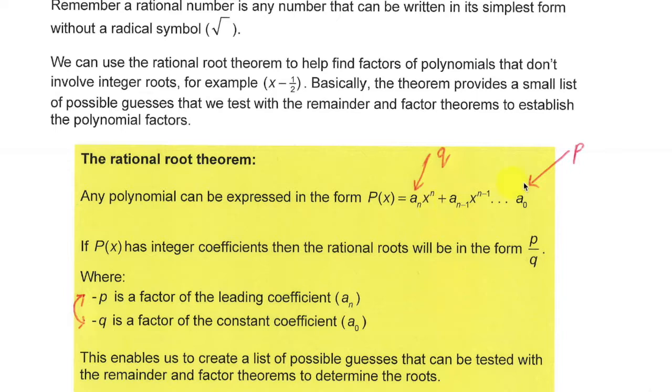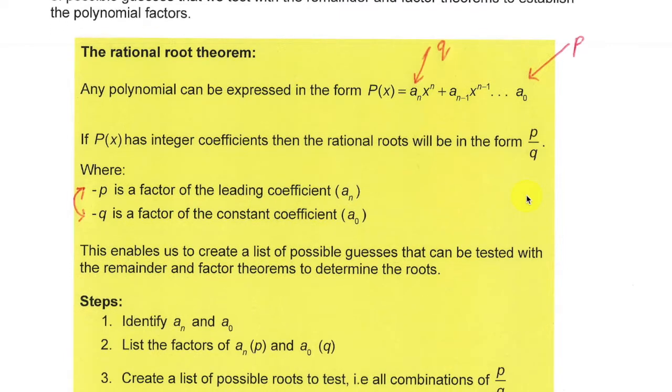Let's consider this polynomial. The coefficient of the highest term is referred to as q, and the constant at the end is referred to as p. Please note, in my notes I've got this messed about, and can you put that little arrow in there to make it very clear?